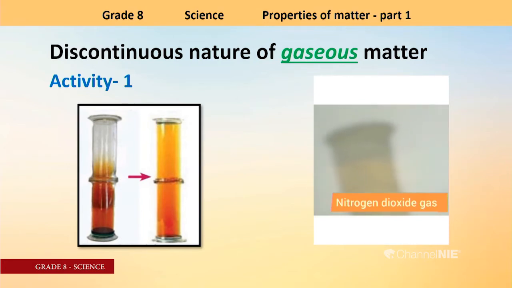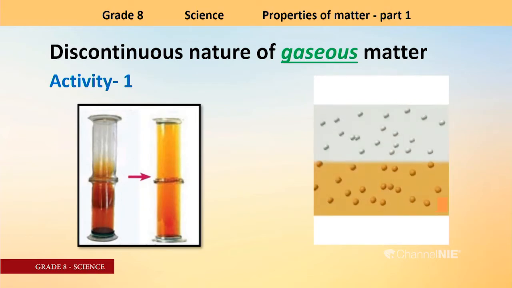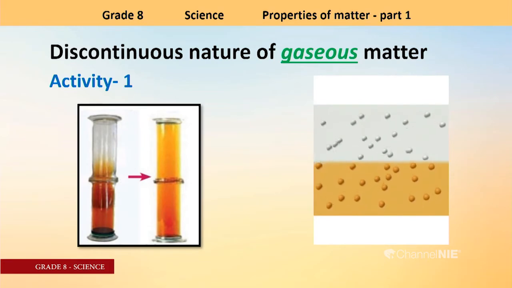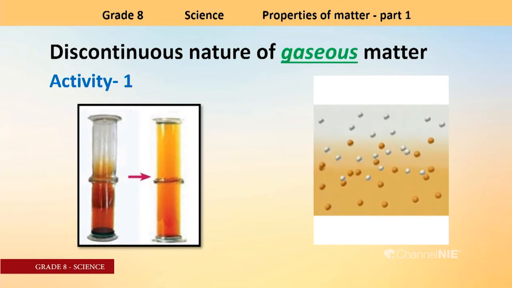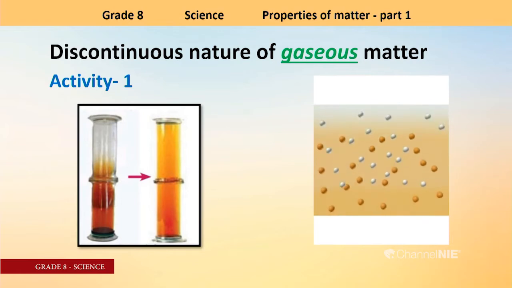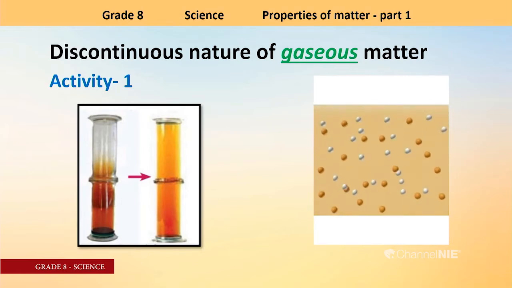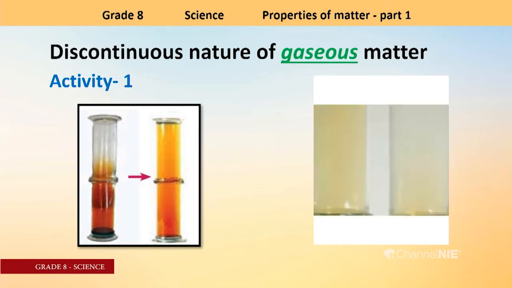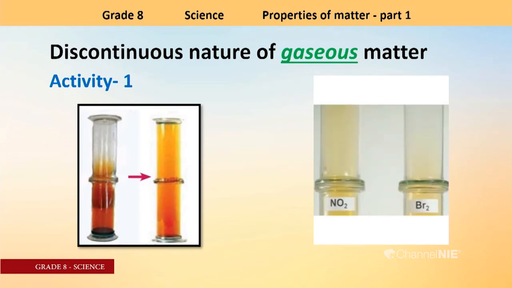Instead of nitrogen dioxide, as I told you, you can take any colorful gas like bromine, chlorine, anything. Here you can see those brown color particles, that is nitrogen dioxide. White color particles are normal air. You can see brown color particles go through the white color particles. That is because of the discontinuous nature of gaseous matter.